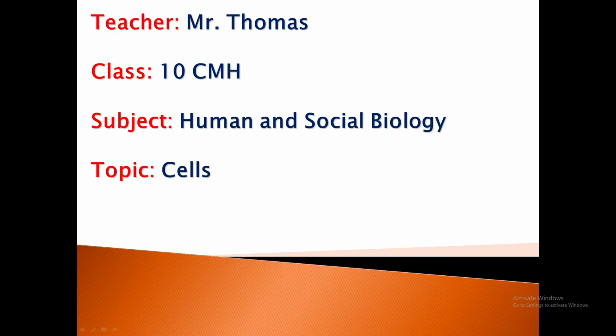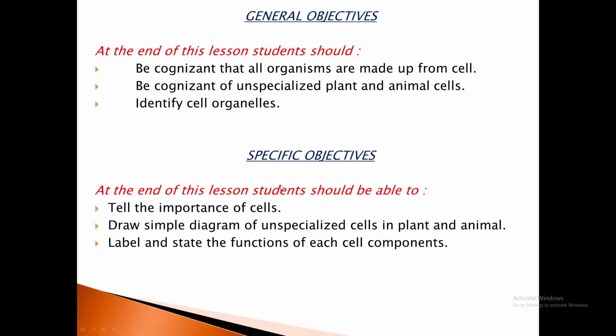So the first component that we're going to look at in terms of the living organism is cells. So the topic, of course, is types of cells. On the screen now, we have the objectives, and that simply means that at the end of this lesson you should be able to accomplish some things.